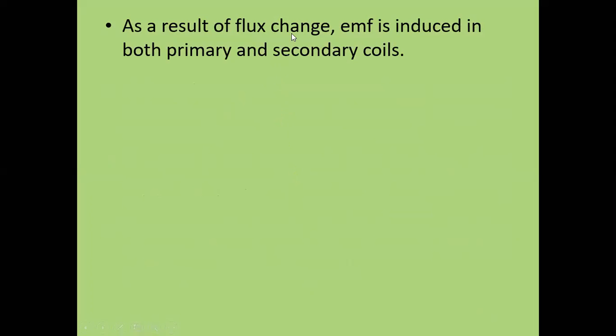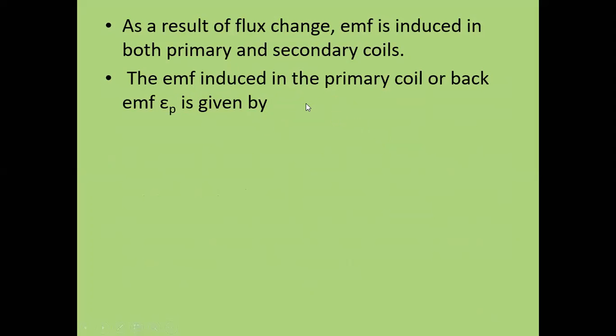As a result, EMF is induced in the primary and secondary coils. The EMF induced in the primary coil is epsilon P, given according to Faraday's second law by minus NP d phi b by dt. EMF is the rate of change of magnetic flux. So epsilon P is equal to minus NP d phi b by dt. I am going to take it as equation number 1.